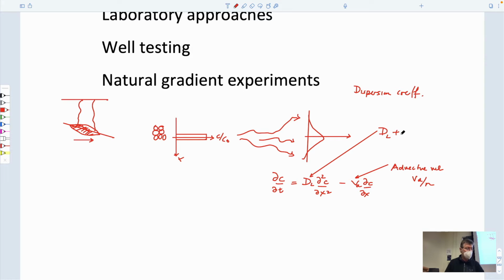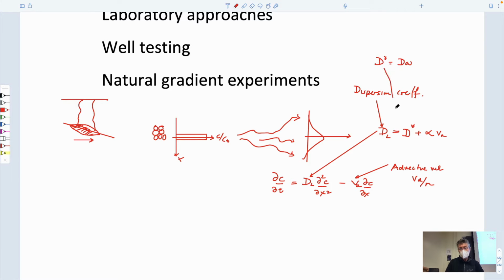And it's equal to, not plus, equals D star plus alpha VA. And so this is the dispersion coefficient. It's due to mechanical effects plus chemical effects. D star is equal to the chemical diffusivity of a compound in water multiplied through by some correction factor, which I think we called omega.